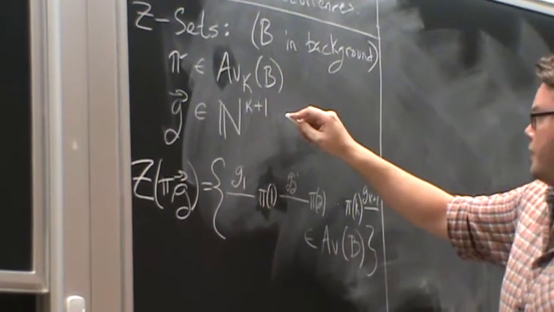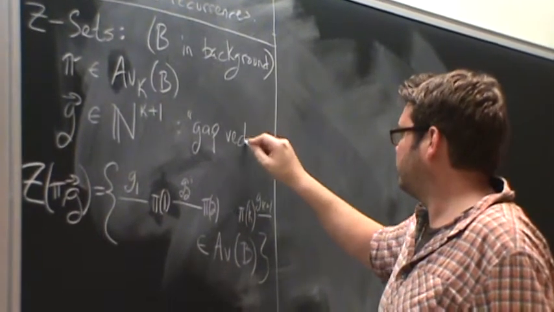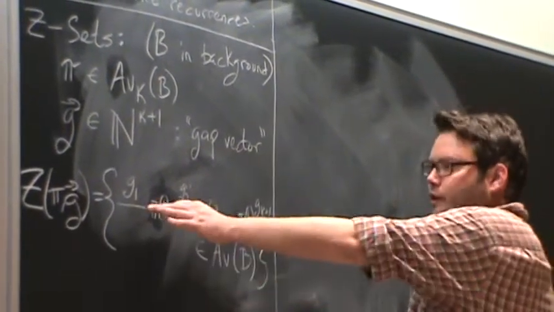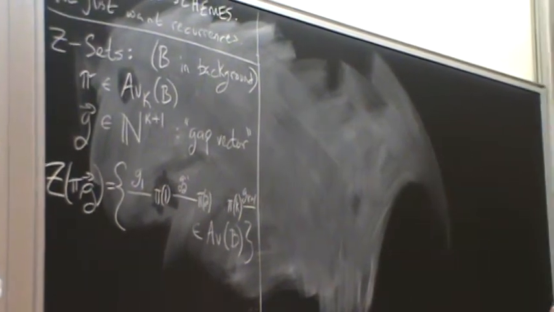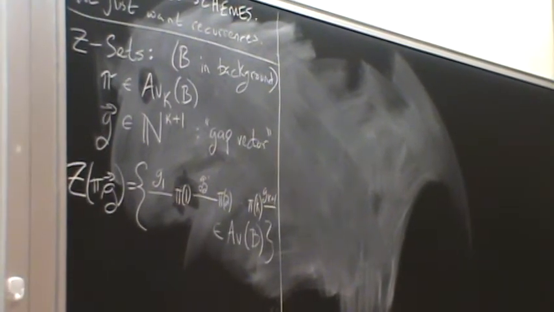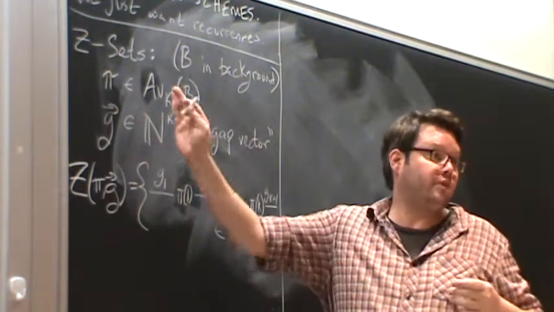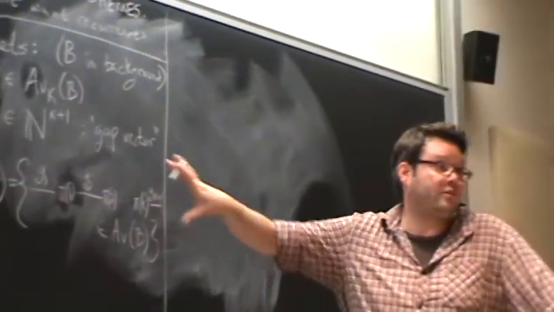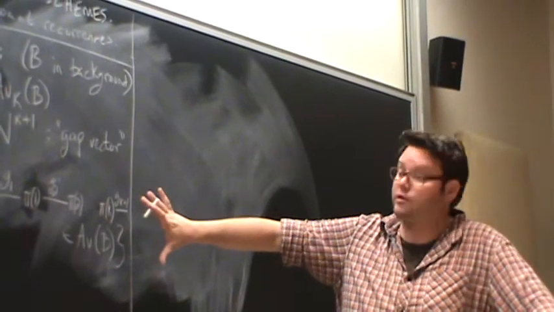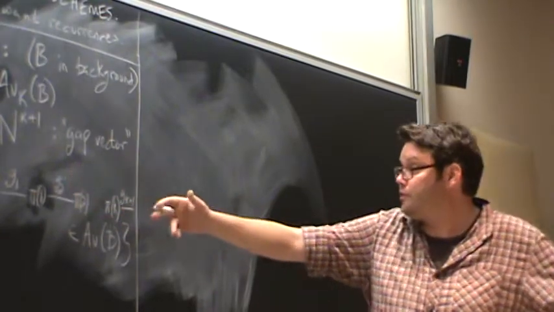So this thing, I called it the gap vector, and that's because it's telling us exactly what we have between the elements of pi. And you allow some of those gaps to be 0? Yes. The gaps can be 0. So my N includes 0. And so obviously every Z set is only a finite set of permutations because I've specified the length. So you know exactly what length all these things are. It's the entries in pi plus G1 plus G2 and so on.